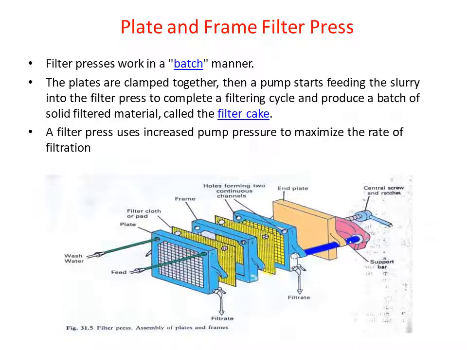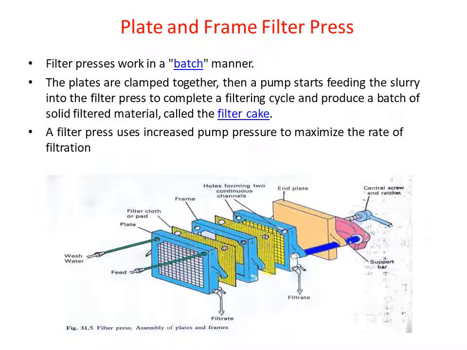So filter presses work in a batch manner. The plates are clamped together. Then the pump starts feeding the slurry into the filter press to complete the filtering cycle and produce a batch of solid filtered material called filter cake.